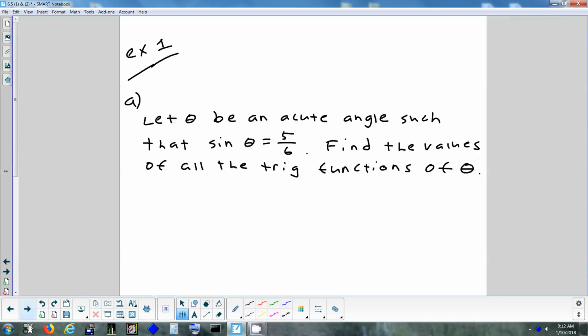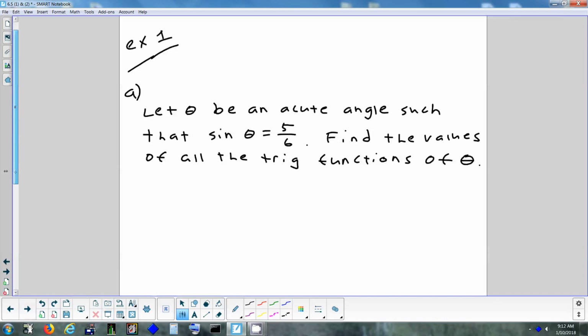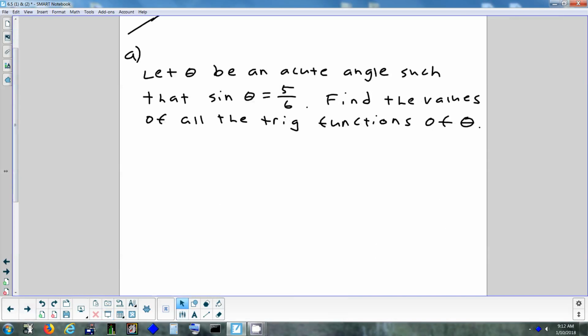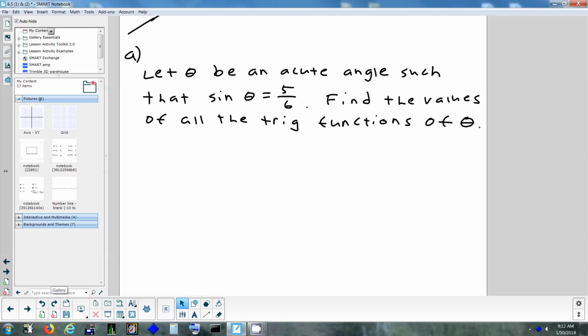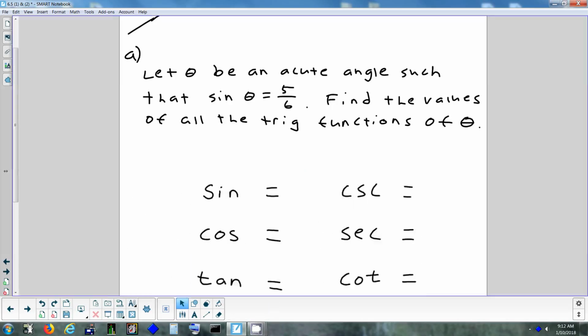All right, so they're telling us we have an acute angle in a right triangle. You can assume that. It has to be a right triangle because there's no such thing as hypotenuse without a right triangle. So if this wasn't a right triangle, we wouldn't really know how to solve this. So find the values of all the trig functions.